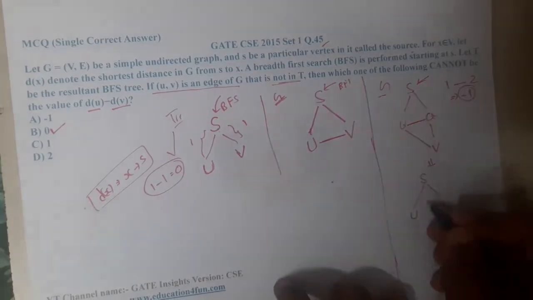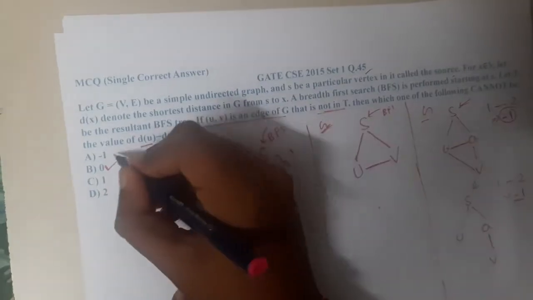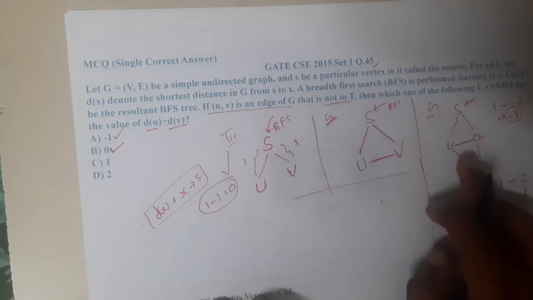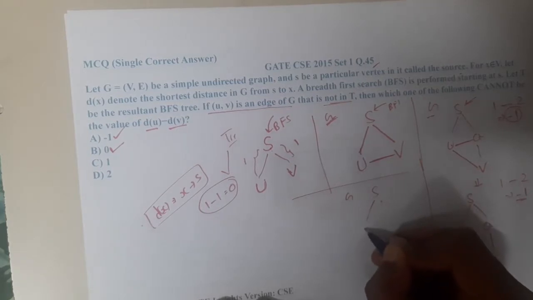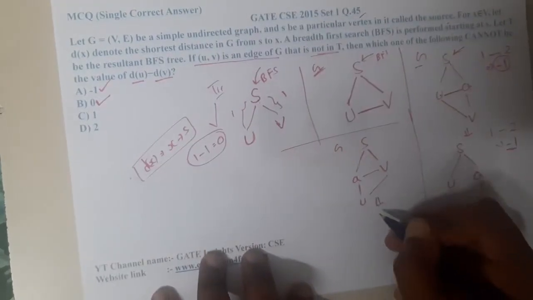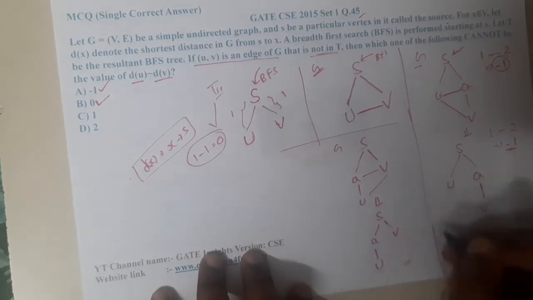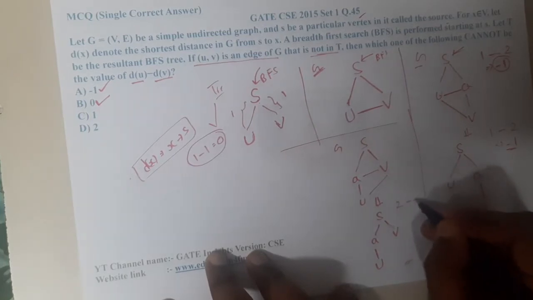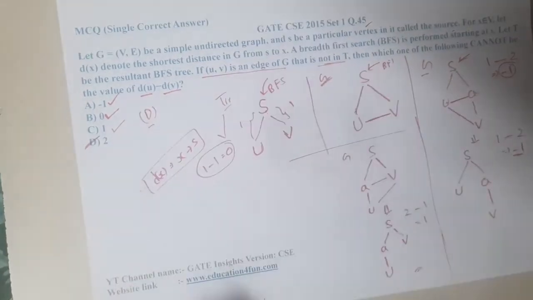What will be the distance? It is 1 minus 2, so you get minus 1. So minus 1 is possible. Similarly, take the other case: move this U down and bring that V up. The graph is S, A and U, and here you have V. If you draw the BFS tree for it, it will be built layer by layer, and the distance is 2 minus 1, which equals 1. So option C is also possible. Hence the only remaining option is D, so D will be the answer.